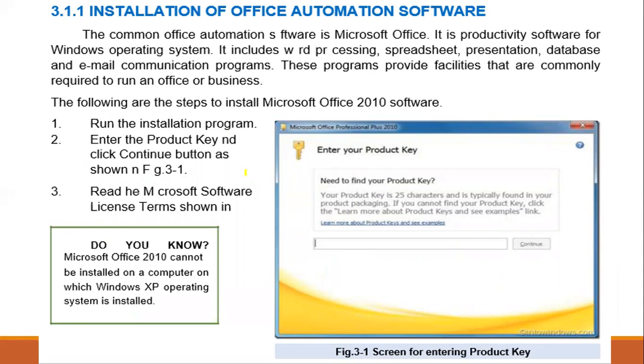So here, first of all, we need to install the office automation software. First of all, we need to understand this. Microsoft Office is the commonly used office automation software. Basically, it is a type of productivity software used with the Windows operating system. If you have a Windows operating system like Windows 10 or Windows 7, we use Microsoft Office.